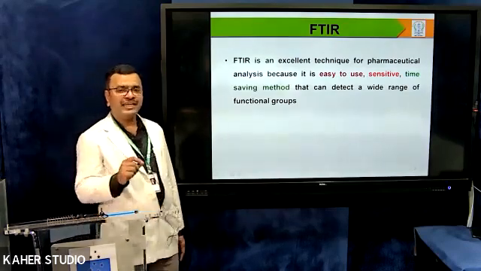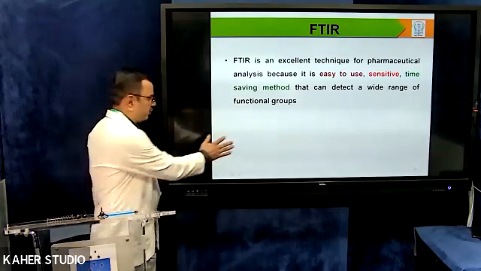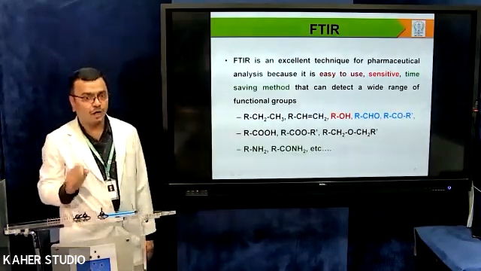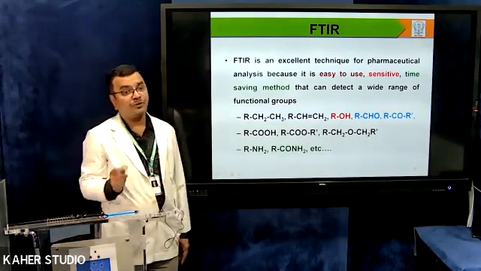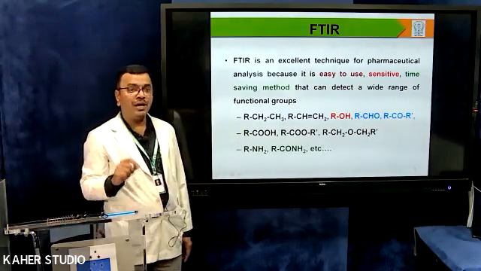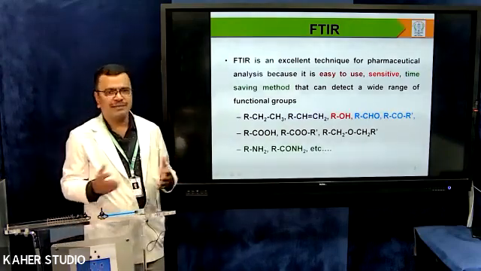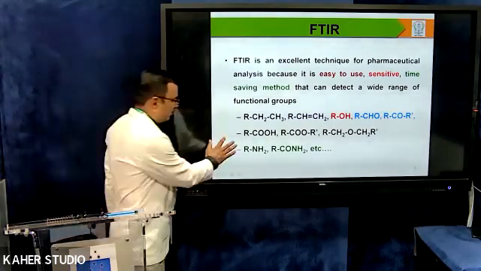It can also detect a wide range of functional groups, like alkane, alcohol, aldehyde, ketone, carboxylic acid and its derivatives, amine and its derivatives. Most of the functional groups we can detect from FTIR spectroscopy.